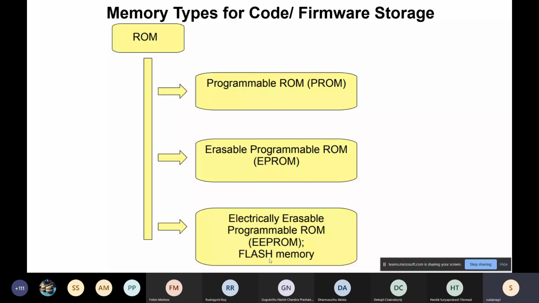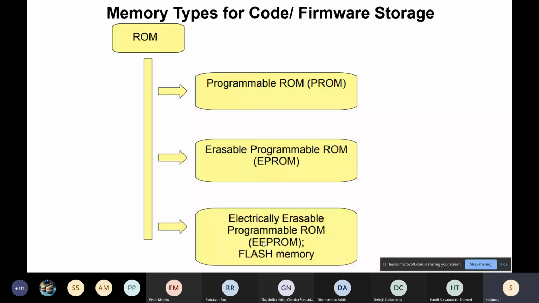Flash memory is a type of non-volatile ROM, you can say. Flash is a type of EEPROM, in fact, but here the number of erase and program cycles is much better, or much more, than EEPROM. So EEPROM and flash memories are very close by. Both are electrically erasable, electrically programmable, non-volatile memories. But flash can be programmed many more times as compared to EEPROM. I'll give you an example.